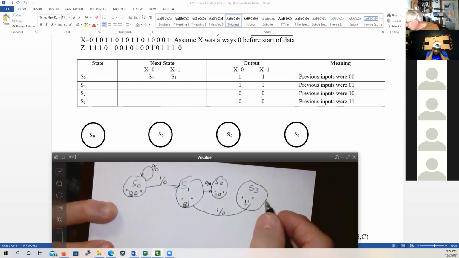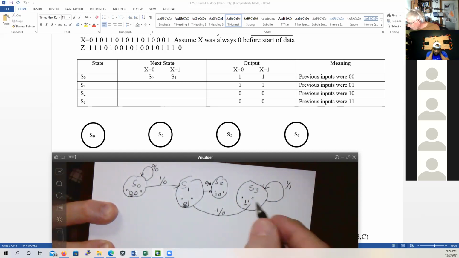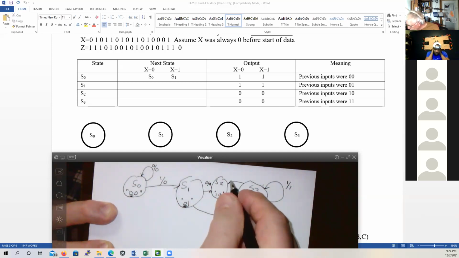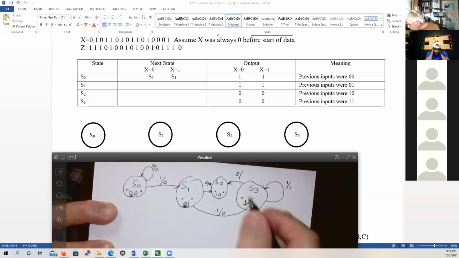Now from S3, if we get a 1, we can just stay here and we'll output a 1 because that's our oldest one. If we get a 0, so that now the 1 slides over, now we have our oldest one, or this one slides over. So now we have a 1 here, and our new one would be a 0. So now we got 0, 1. So in this case, we would go to here. And so that would be on a 0, and we would output a 1.